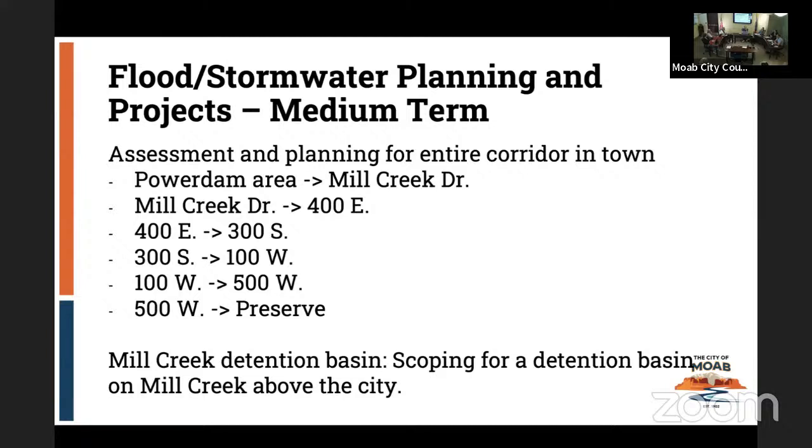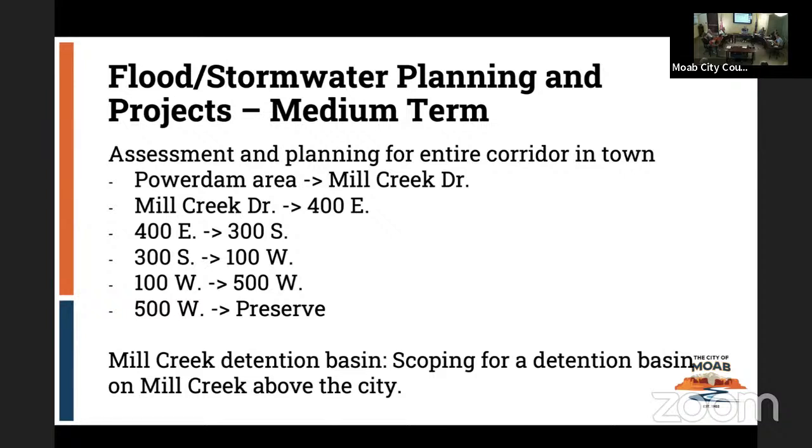Sometimes it's easier to think of them in terms of reaches, different sections, and that's why they're listed that way. But really we're looking at comprehensive planning throughout, with a particular emphasis on the 100 West to 500 West area because of the intersection of recreation and flooding concerns there. Then the Mill Creek Detention Basin is a concept that exists.